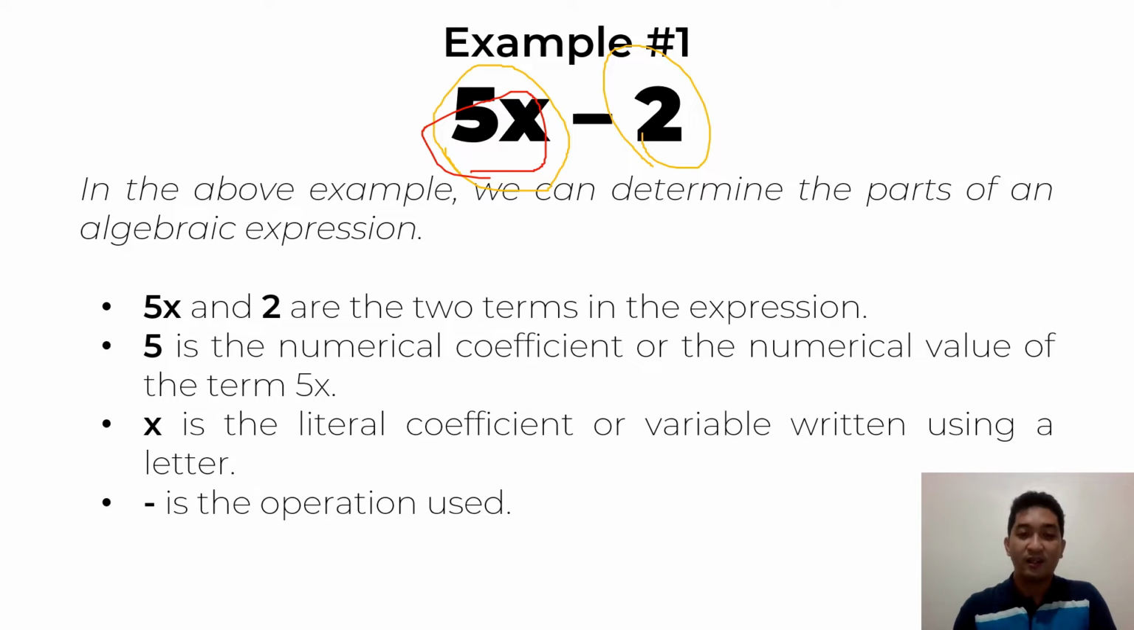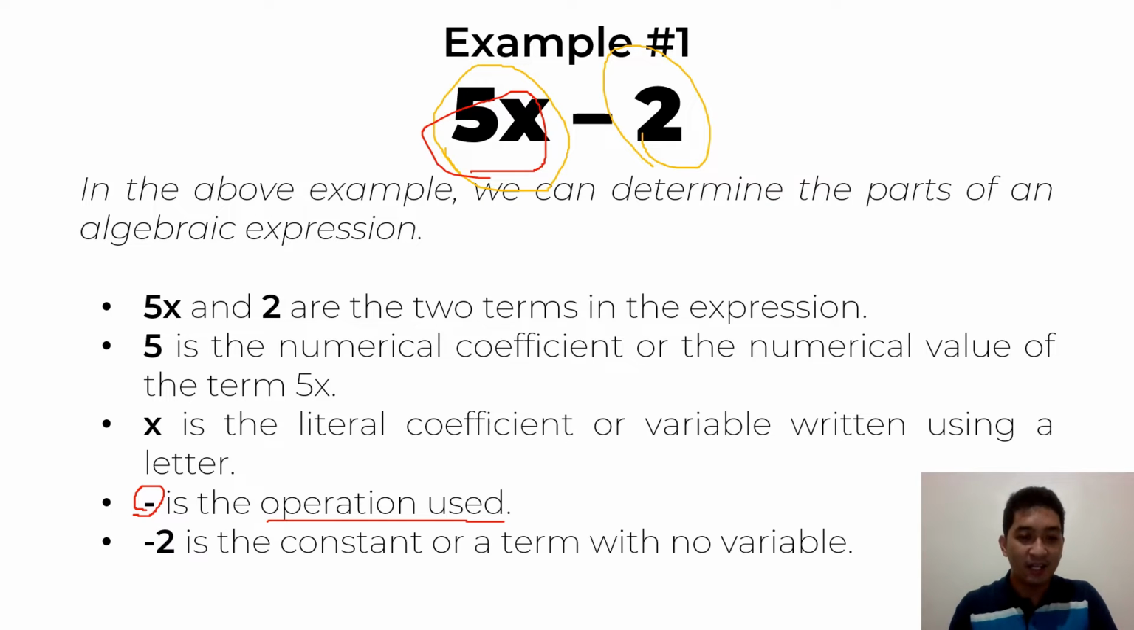Next, this one. How do you call this one? We call it minus, subtraction, or simply negative. Since this is used as an operation, we will call it minus. So minus, or subtraction, is the operation of this algebraic expression.